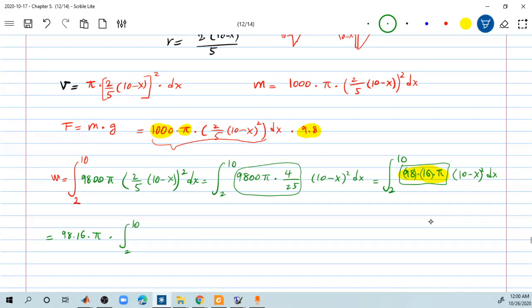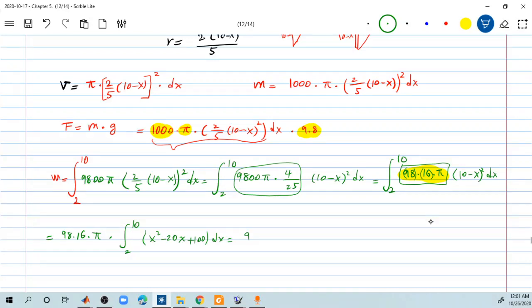(10 minus x) squared, you can expand that as well. Actually, let me put them in order: x squared minus 20x plus 100 dx. And integrate. Now you can integrate without needing substitution, though you could also do substitution and call 10 minus x u.